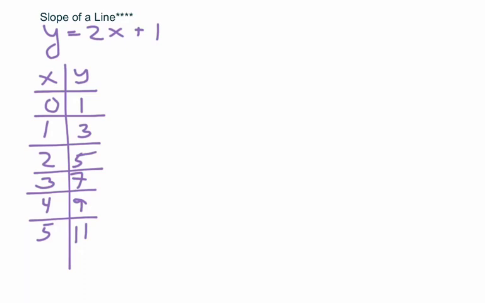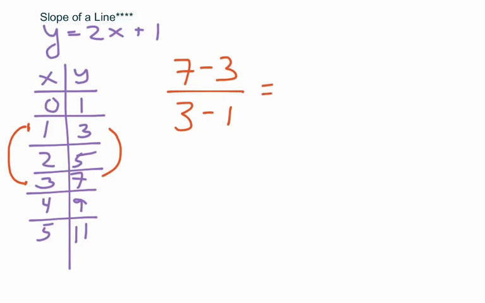I wanted you to notice something. We're going to look at the ratio of the y's to the x's. If I were to pick, say, this point and this point, and I were to subtract those y's, I do 7 minus 3, and then do the corresponding subtraction. I'll start with the bottom number and go to the top. So 3 minus 1. 7 minus 3 is 4, and 3 minus 1 is 2, and 4 divided by 2 is 2. Now, let's just say I pick some different points.